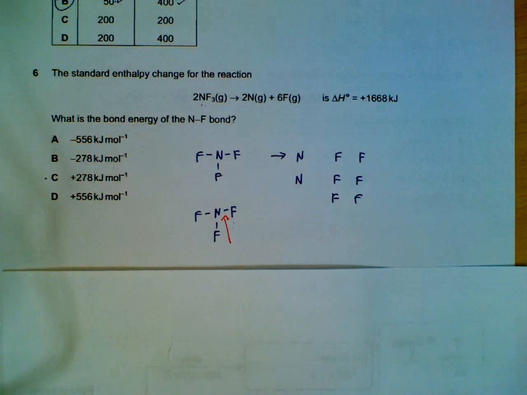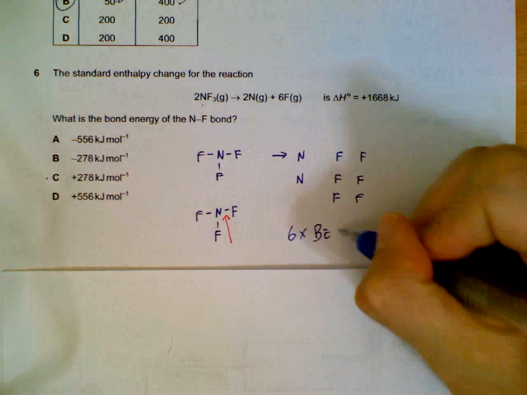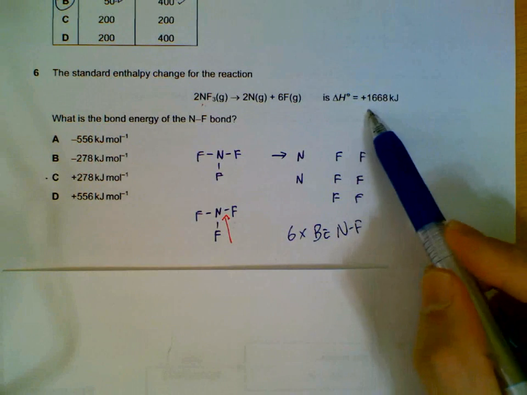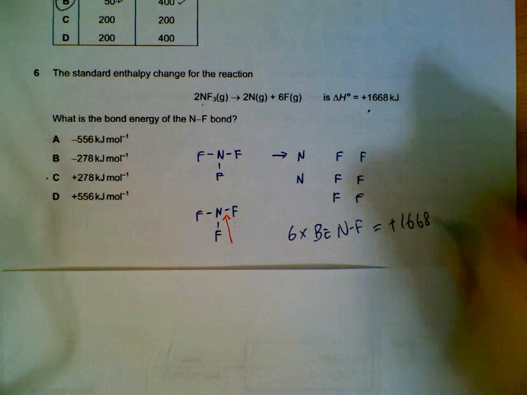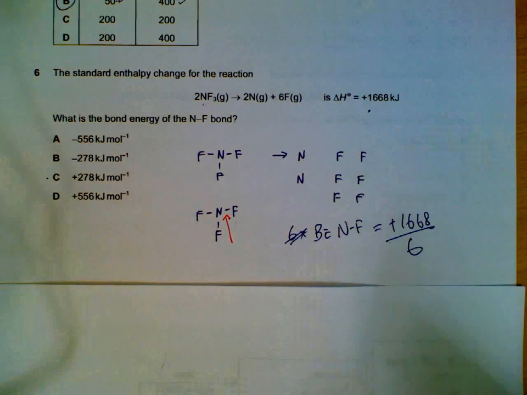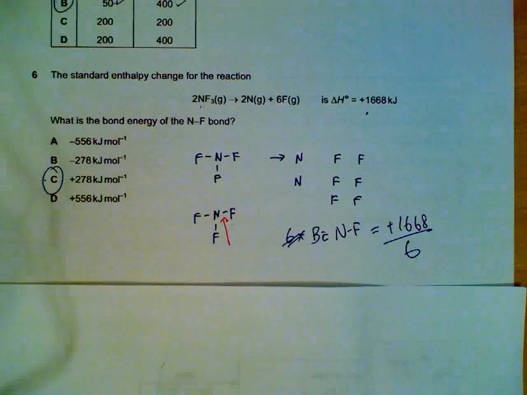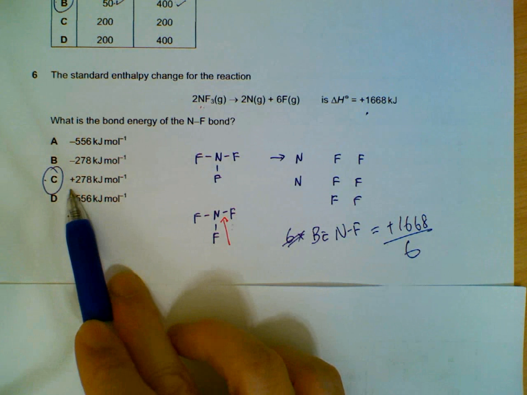So 6 multiplied by the bond energy of NF will be equal to the enthalpy change of the reaction. And if you want to find each bond energy, we will divide this by 6. Okay, and also recall that bond energy is to break bonds. It will be endothermic. It will come with a positive sign.